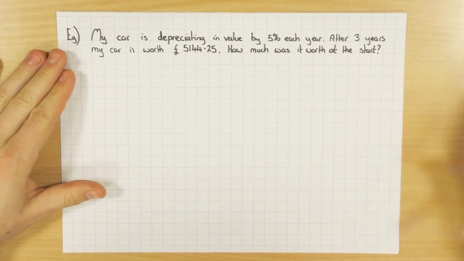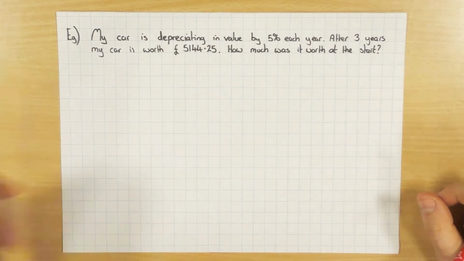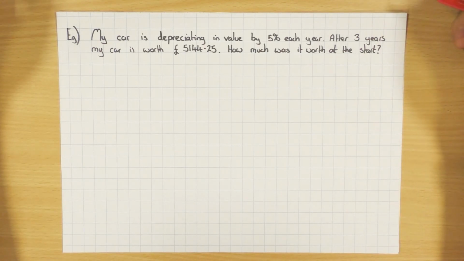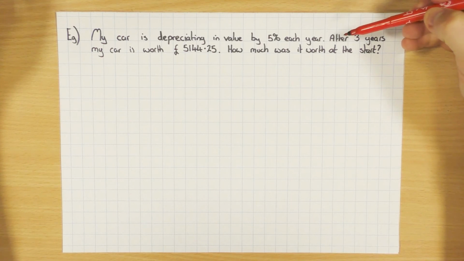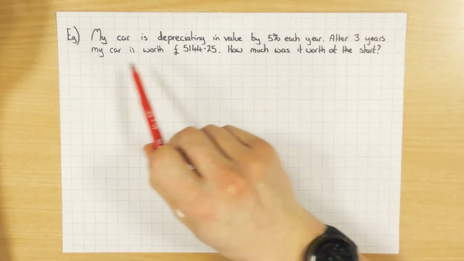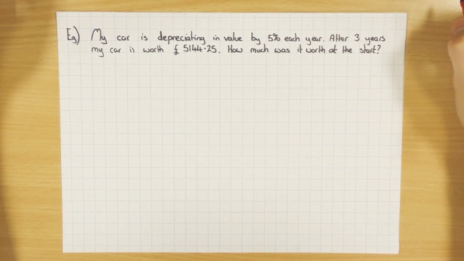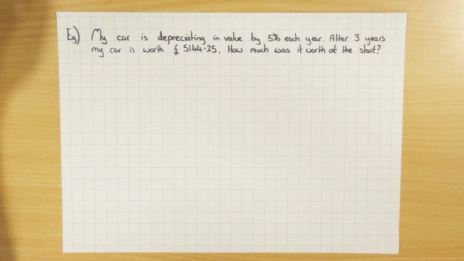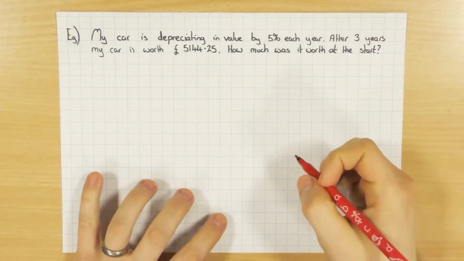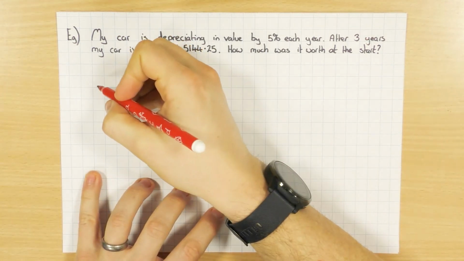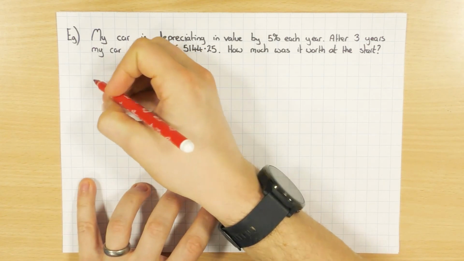So here's another one. I'm going to show you both ways again. This time I've got a car, it's depreciating in value by 5% each year, and I want to know what it'll be worth after 3 years: £5,144.25, but I want to know how much it was worth at the start. So this is a slightly different one because we're doing it for 3 years now. So let's start off with the compound interest way of doing it, or this time compound depreciation.